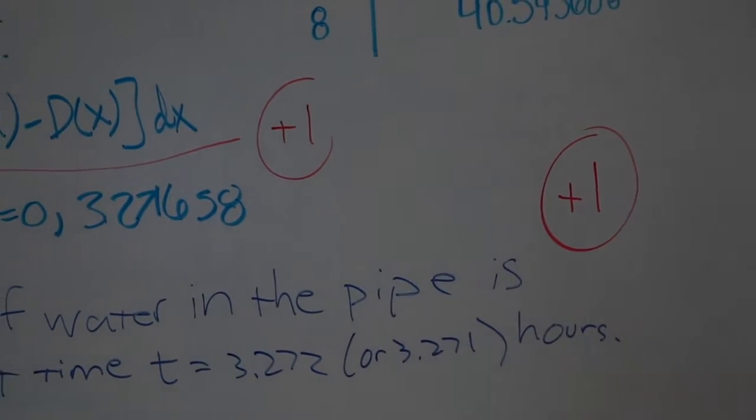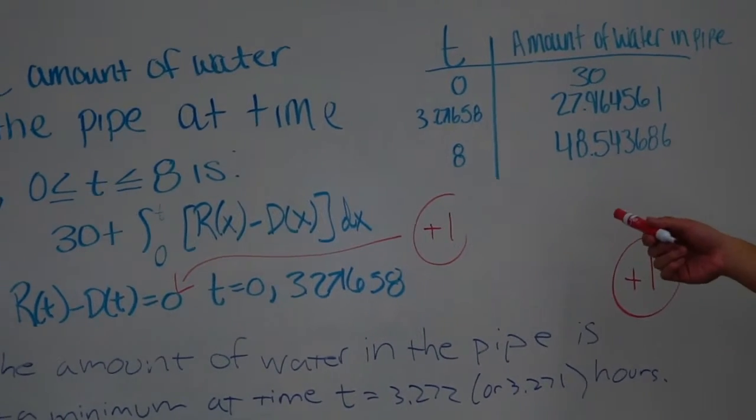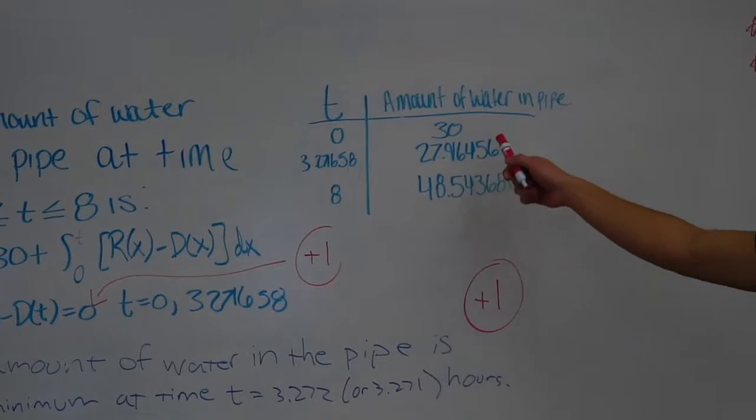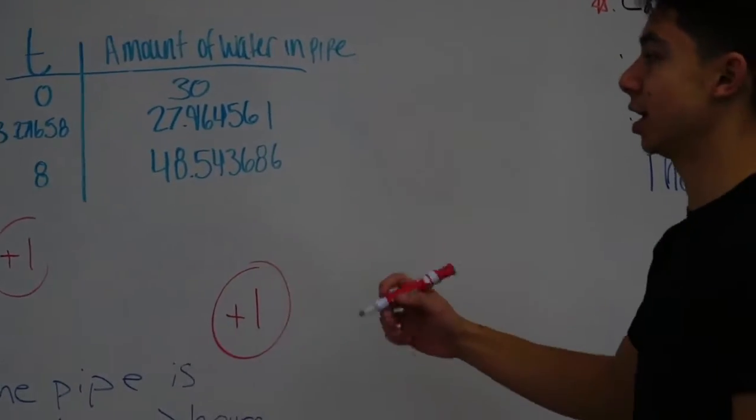And then finally, you get 1 point for your justification, showing that 3.272 is in fact the minimum by comparing it with the 2 other endpoints, which is time is 0 hours and time is 8 hours.